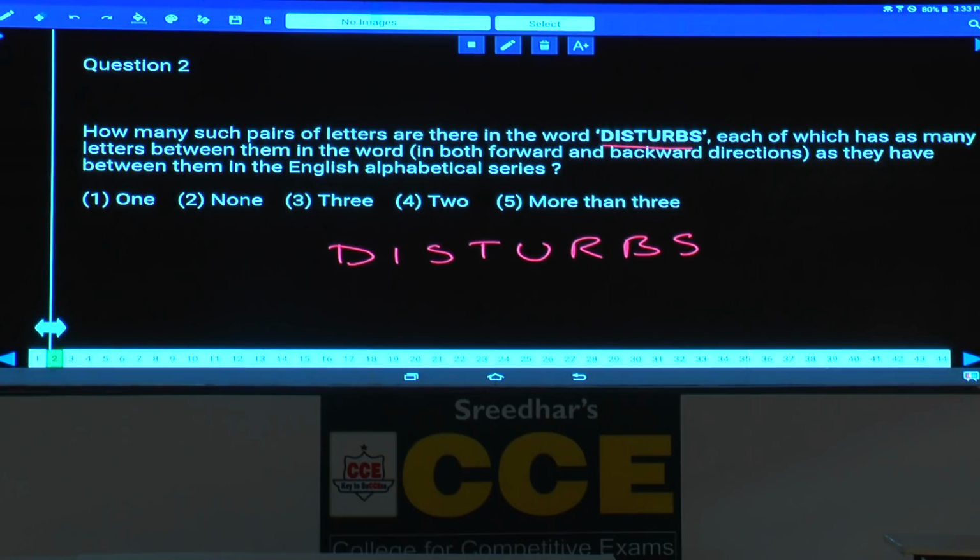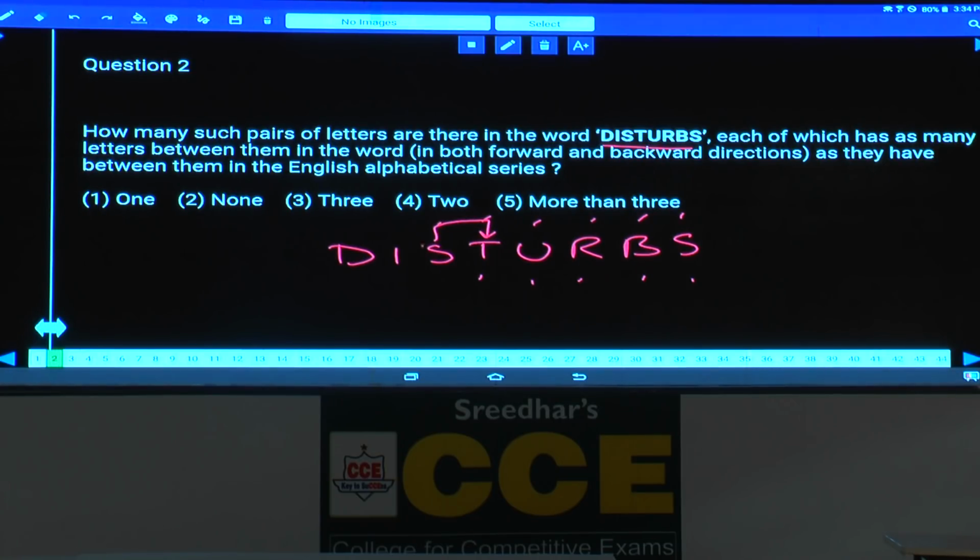Starting from D, the first letter, we are counting the next letters. So D, next one is E, F, G, H, I, J, K. None of the letters is matching, hence no pairs. Then starting with I, J, K, L, M, N, O. No letter is matching. Next one S and T. Between S and T there is no letter in this word. In the alphabetical order also, we do not have any letter. Hence S and T form a pair.